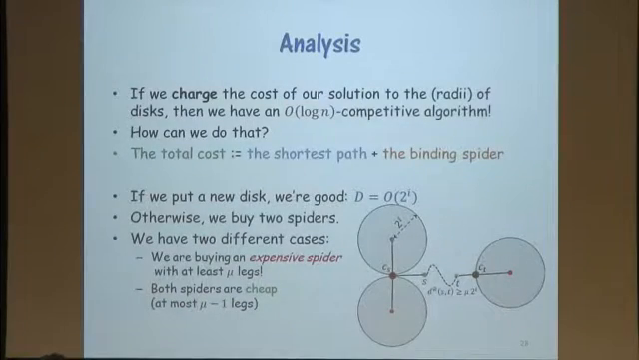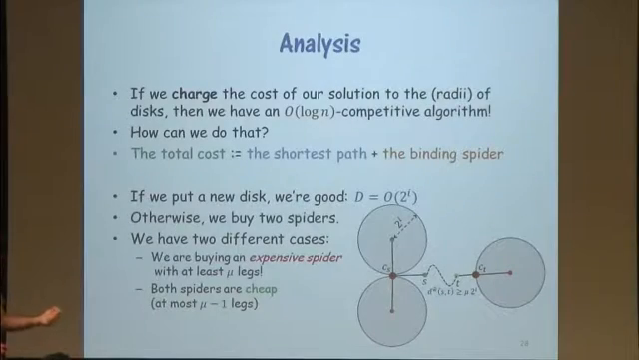But I may be buying these spiders. There are two cases here. The first case is that one of these spiders is expensive. It has many legs. By many, I mean it has at least mu legs. The second case is that both of these spiders are cheap. They have at most mu minus 1 legs. So I distinguish between these two different cases.